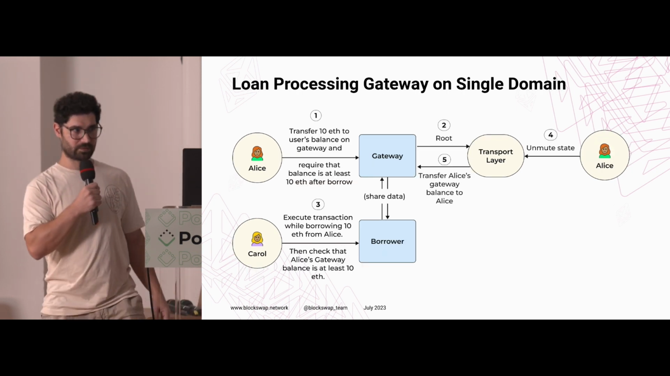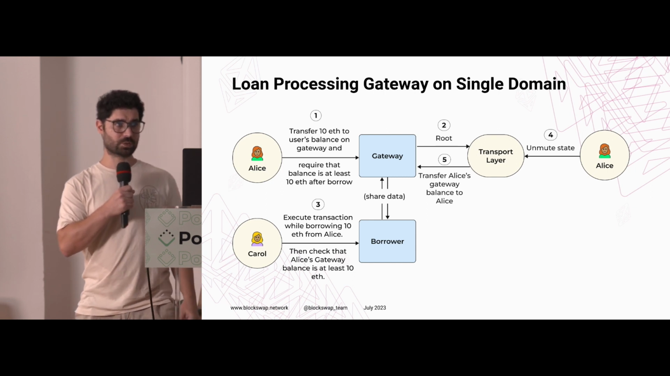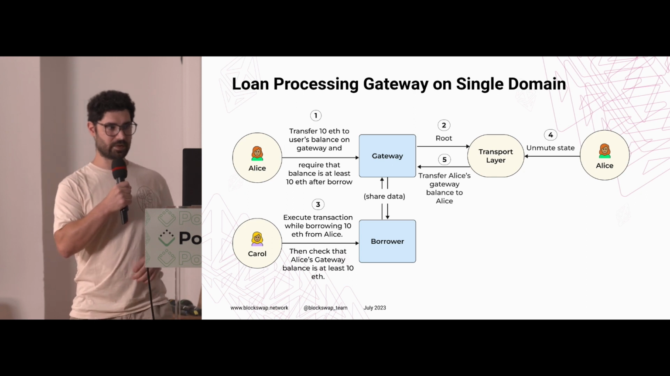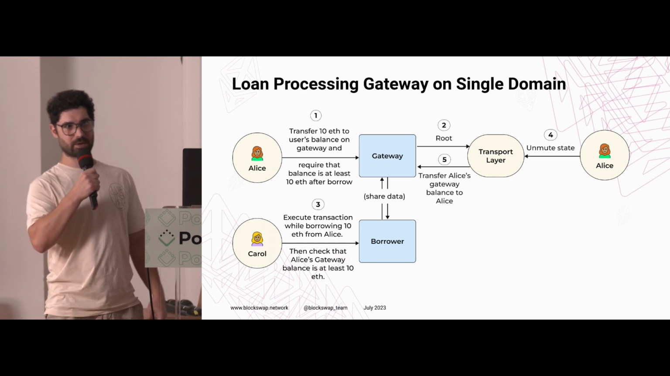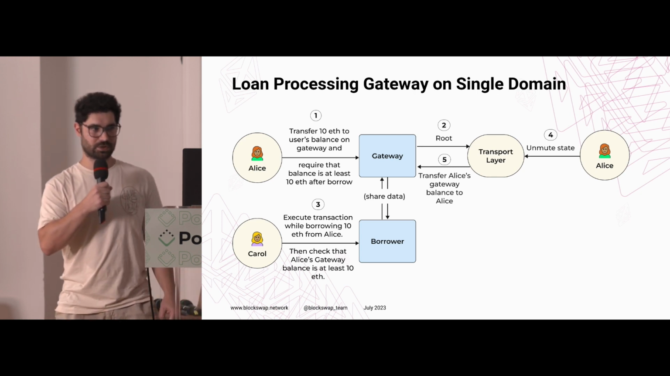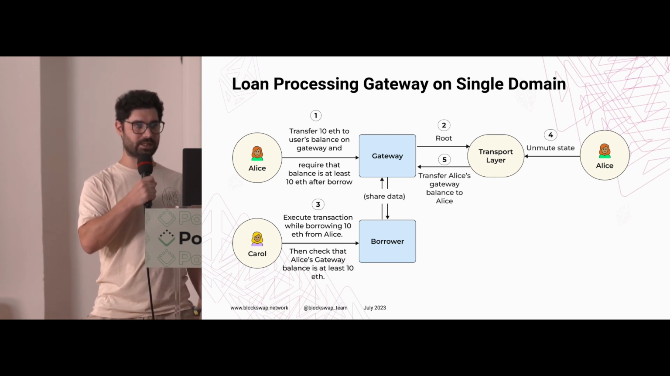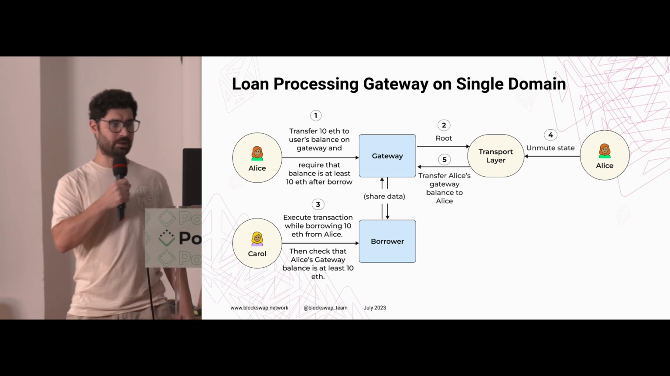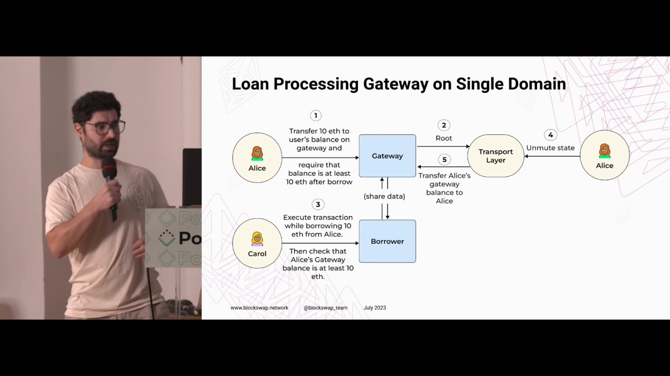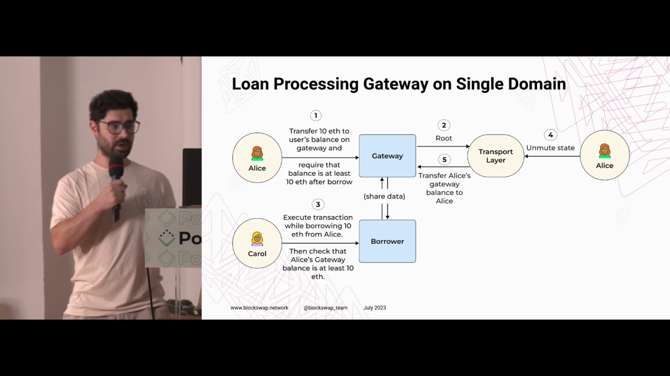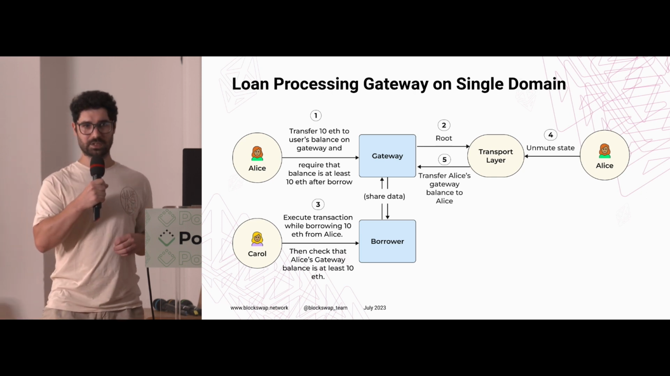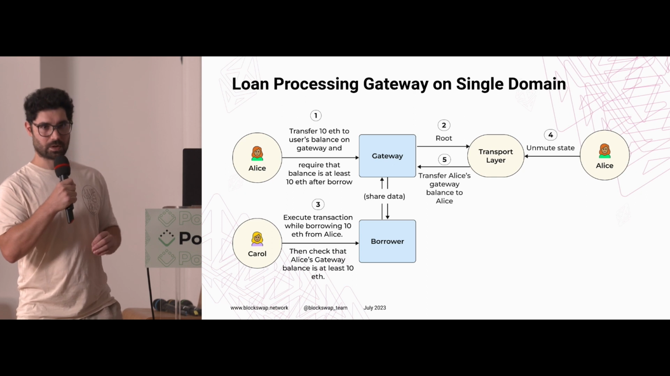A concrete example of this is the loan again. Alice will transfer 10 ETH to the gateway and require that the balance is at least 10 ETH after the borrow. She could require that the balance is at least 11 ETH or something like this, but for this example, she just requires that it stays at least at 10 ETH. Then the transport layer will get access to the root. Carol will then execute a transaction that borrows the 10 ETH, and the borrower module here will make sure that after the transaction there is still 10 ETH left, otherwise it will revert.